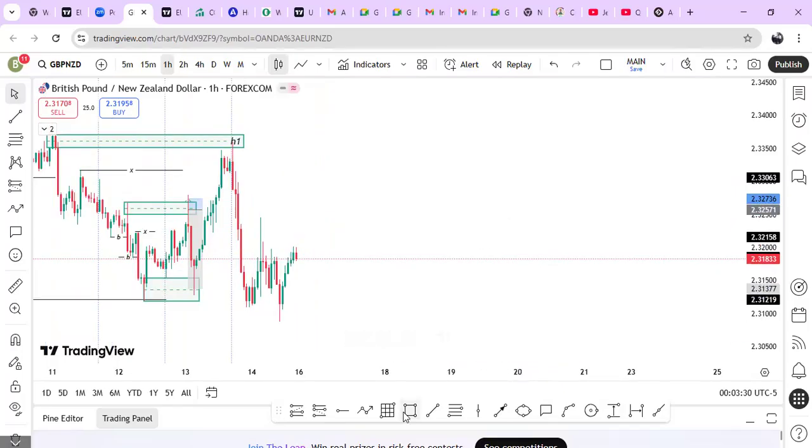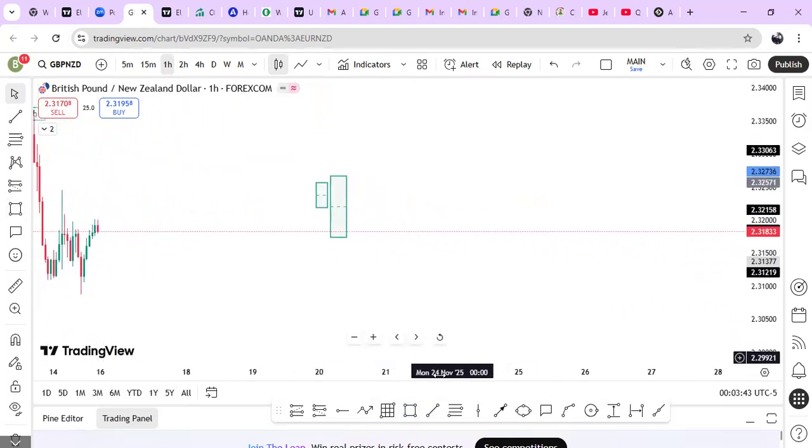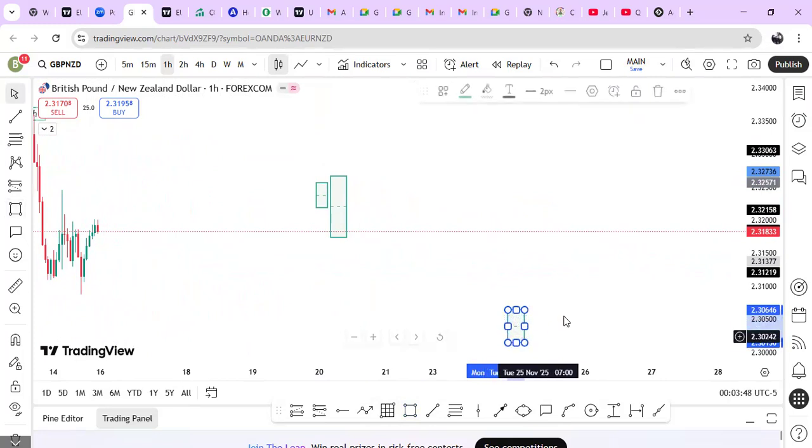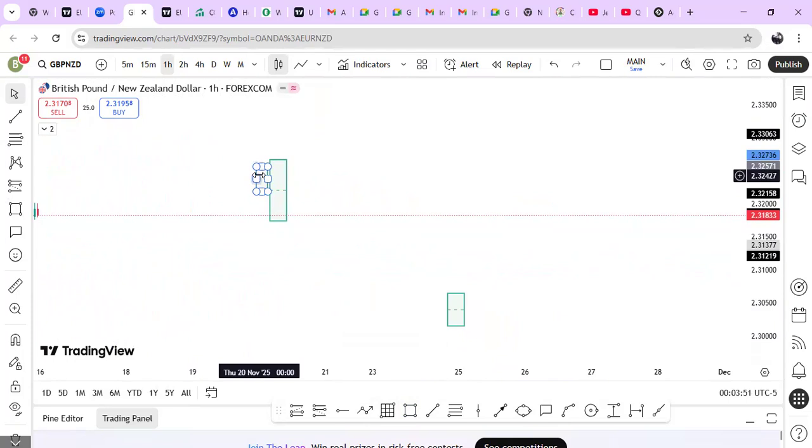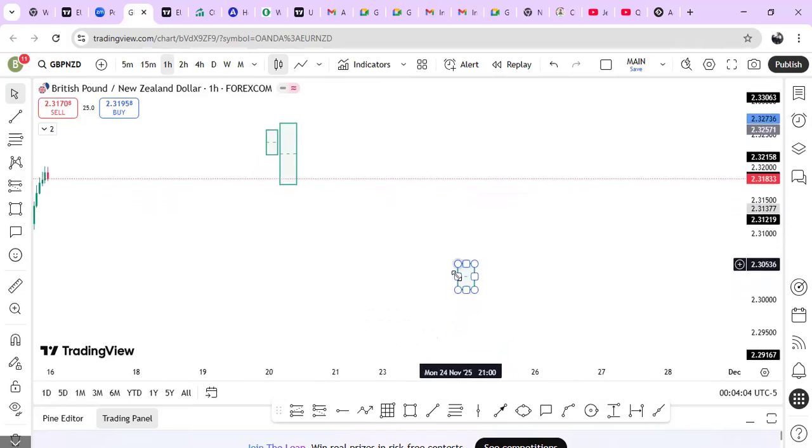Hey, good morning, guys. So from the last video, I told us about the order block, which is always your last red candle before an impulsive sell that caused a break of structure, or your last green candle, sorry, your last sell candle before an impulsive buy.